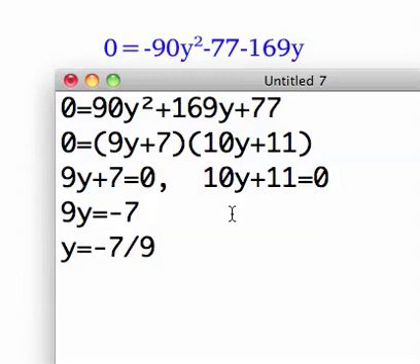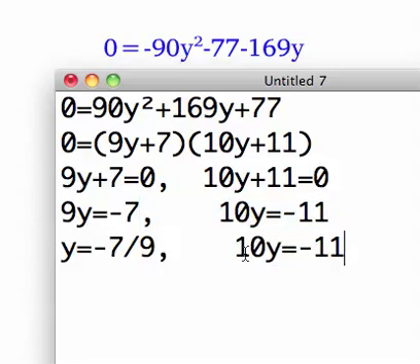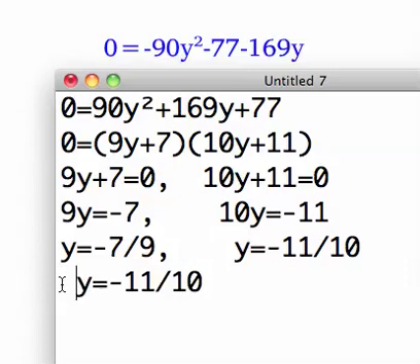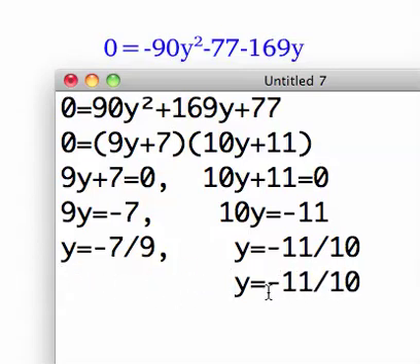And over here, I want to get the y alone. So I'm going to subtract the 11. I want to get my 10y alone, so I have 10y is equal to negative 11. And then I'm going to divide both sides by 10. And that gives me y is equal to negative 11 tenths, which is an improper fraction. And if you like, you can write that as a nice mixed number. So negative 1 and 1/10, which is fun.